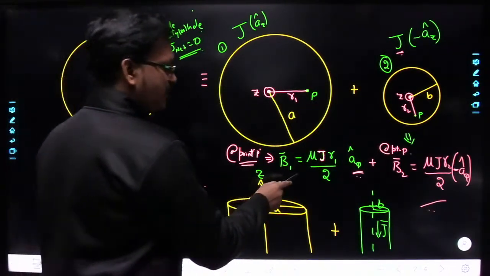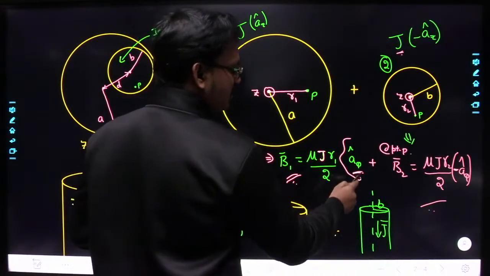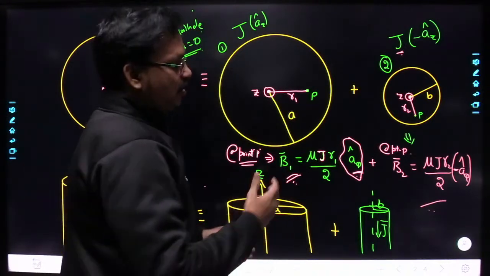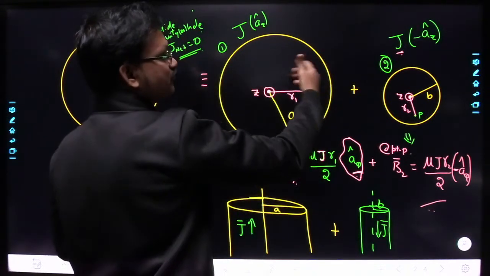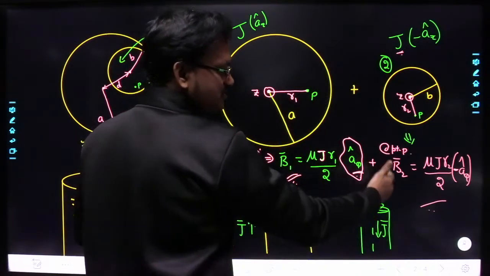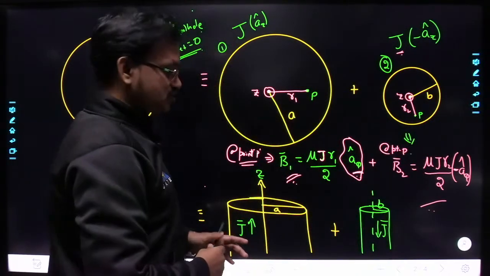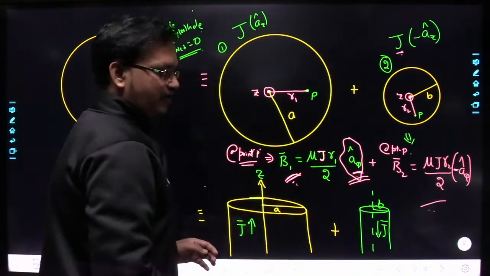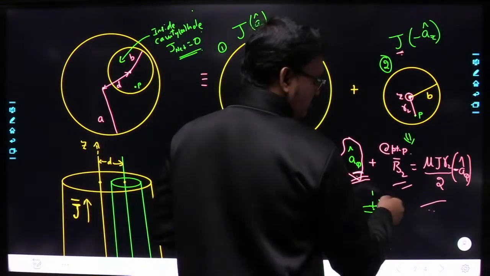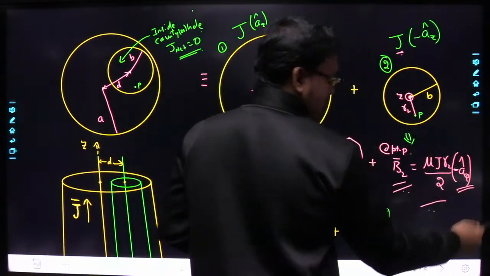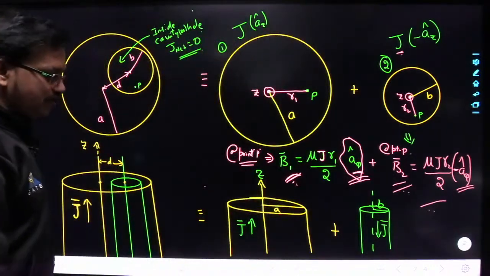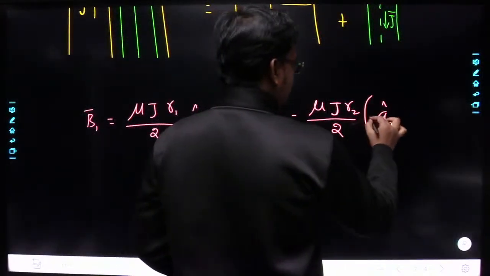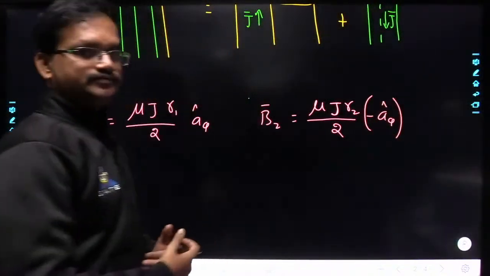Here B1 is pointing in the A phi cap direction. Initially we just wrote the expressions, that's it. Now we are taking the directions of currents, and hence we have to consider the directions of the B field also. So for B1 the direction of the B field is along A phi cap. For B2 the direction of the B field will be in the minus A phi cap direction, right?